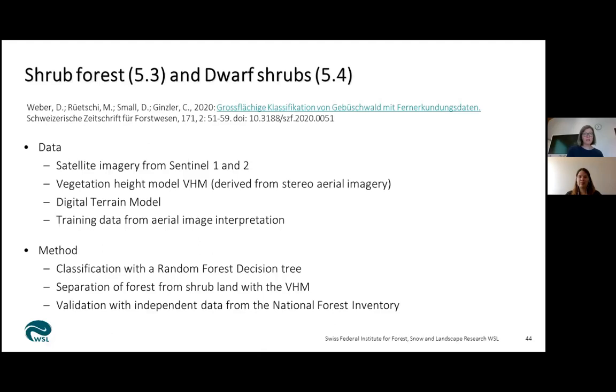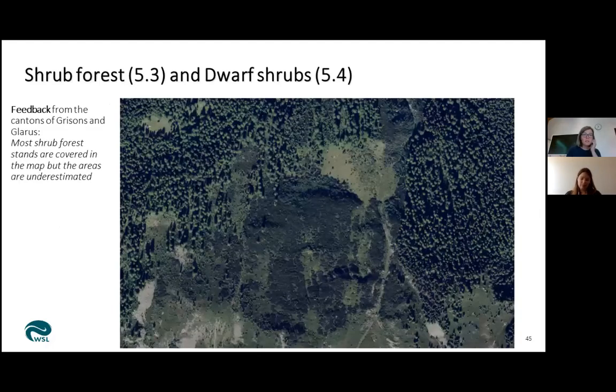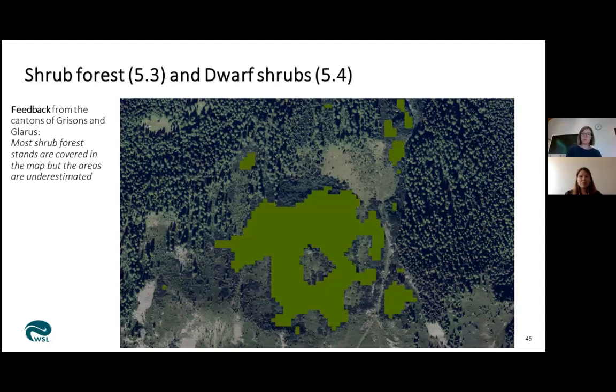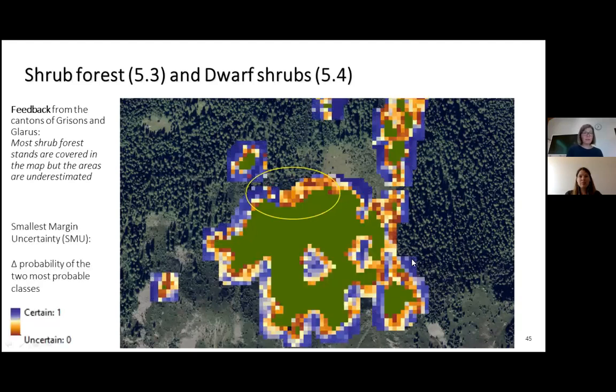So they did an original test project in Canton Graubünden, and then this was further developed for the rest of Switzerland. There was feedback from the cantons showing that the shrub forest stands are covered quite well, but certain areas are underestimated. That was the original output of the model, and there are areas where the shrub forest distribution was underestimated.